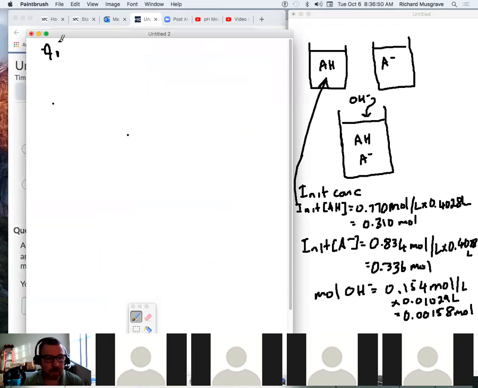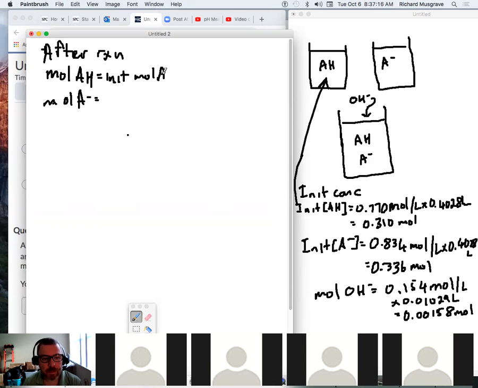So after reaction, what we know is that since we're adding OH minus, we get to get the moles of AH and the moles of A minus. The moles of AH are going to equal the initial moles of AH minus the moles of OH minus added, because the OH minus will react with the AH. And for the A minus, the initial moles of A minus plus the moles of OH minus, again, for the same reason.